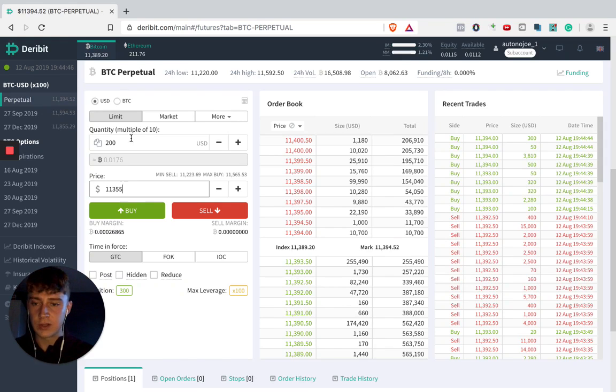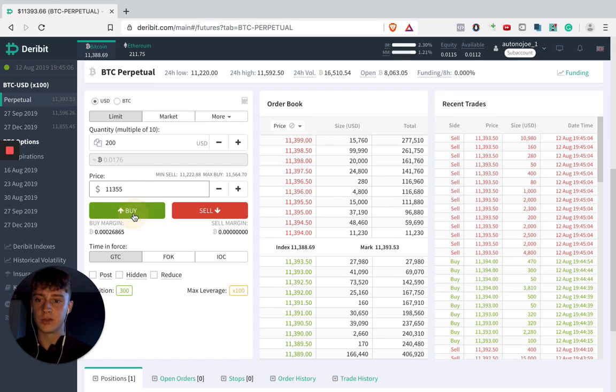11,355, and this is the amount of contracts. It tells you how much Bitcoin that would equal. So, you know, that's more than I have, but that's because it's 100x'd. So this position would actually be 100 times less than this says here, because everything's 100x.